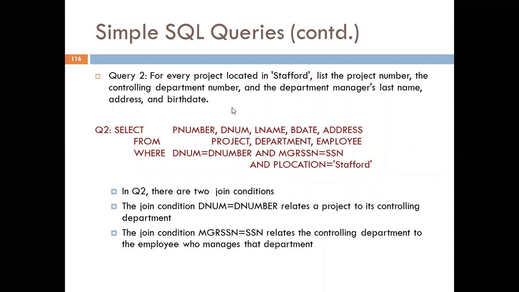So similarly, let us look at one more query. For every project located in Stafford, list the project number and the controlling department number and the department's manager's last name, address and birth date.